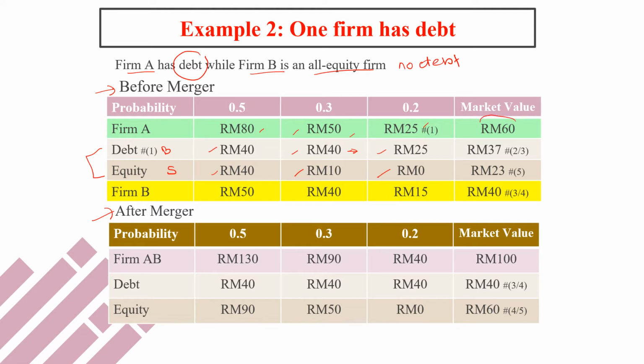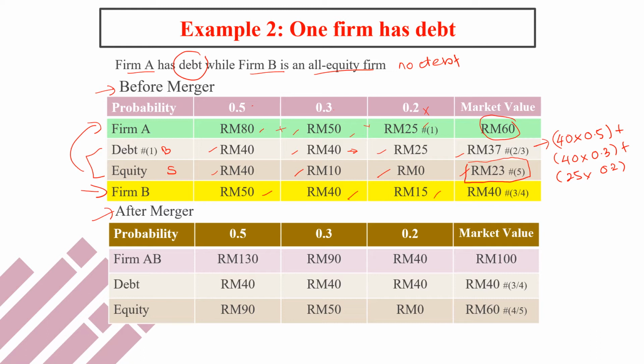So macam mana you dapat 60? Sama juga macam tadi. So 80 darab 0.5 tambah dengan 50 darab 0.3 tambah RM25 darab dengan 0.2. So you akan dapat RM60. Untuk dapatkan RM37 pun cara yang sama. So you kena ambil 40 times with 0.5 plus 40 times with 0.3 plus 25 times with 0.2. So you akan dapat the amount of 37. Cara sama untuk you dapatkan amount RM23 juga. Okay, so this is for firm A, and then firm B sama je, RM50, 40 and 15.